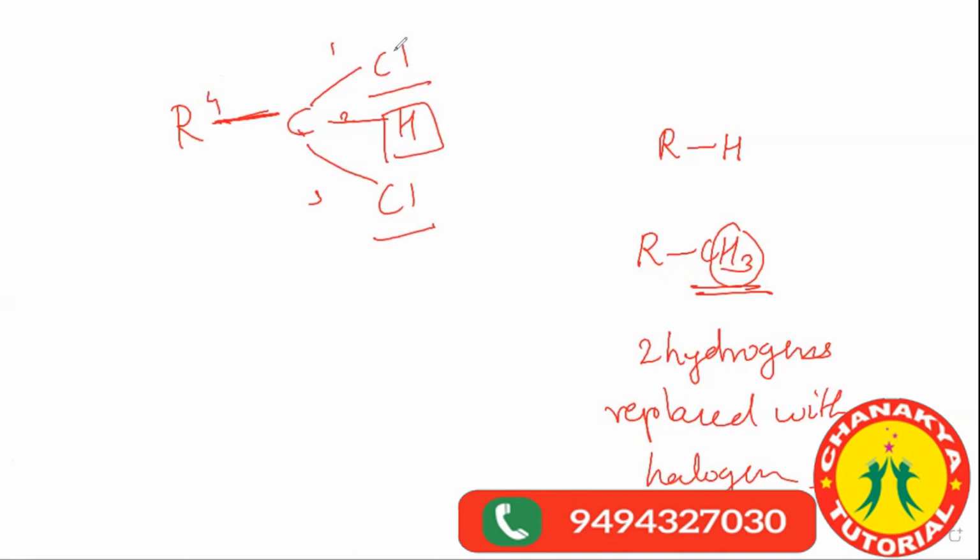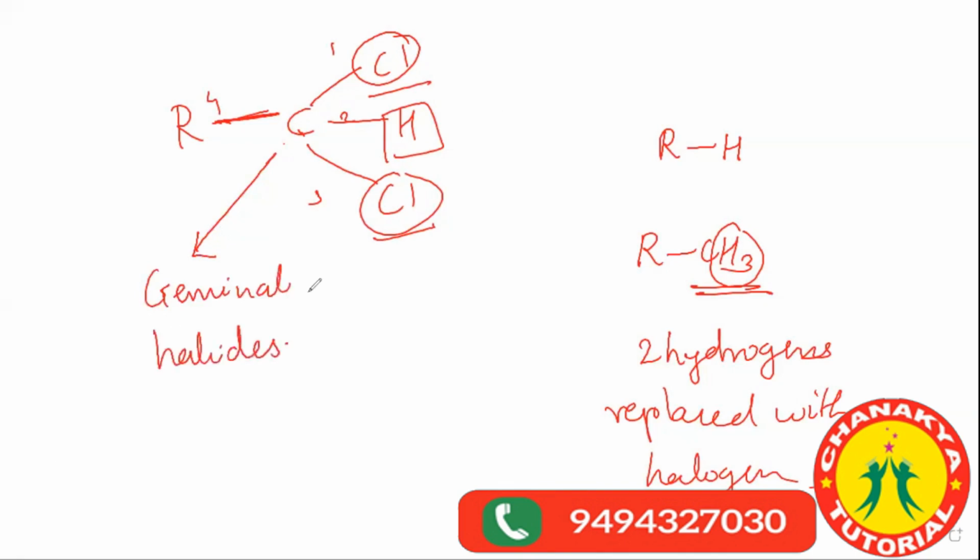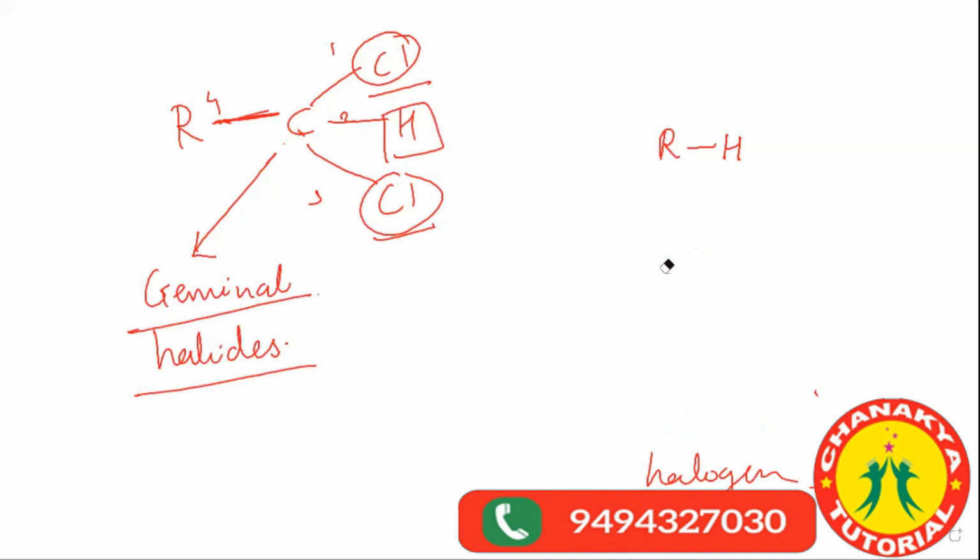So in this, what happened? Two chlorine groups would be present on the same carbon. Right? So this is called geminal halides. Right? This is called what? Geminal halides. Apart from that, suppose I write another R group, I can write any other alkane as well, right? I'll let you know how I'm going to write it.